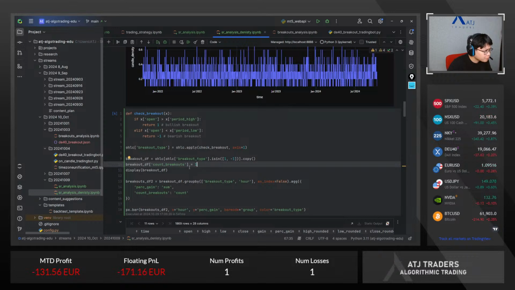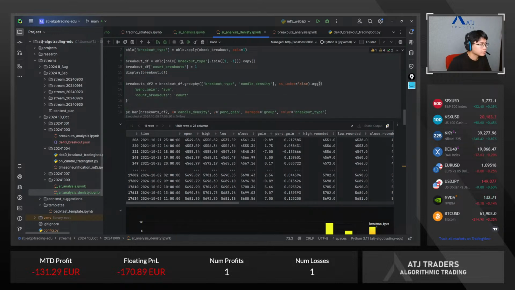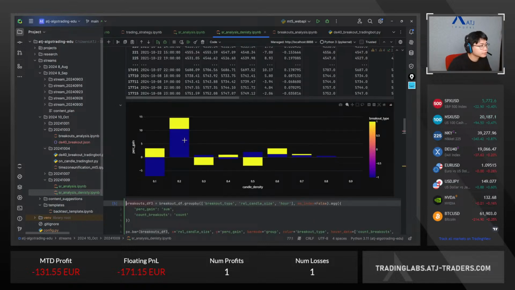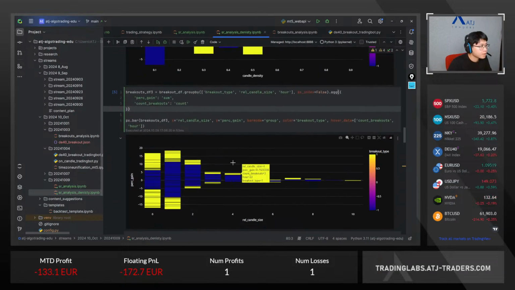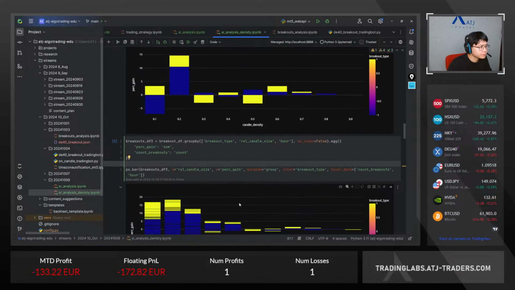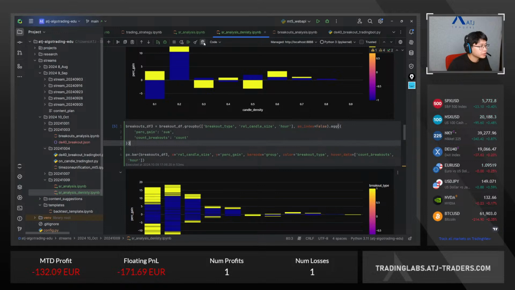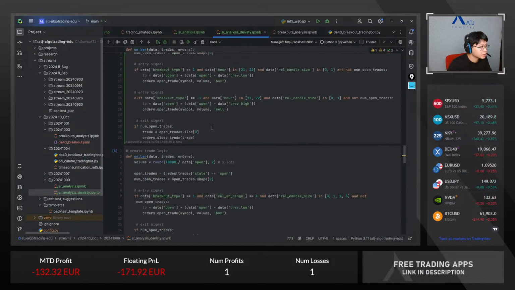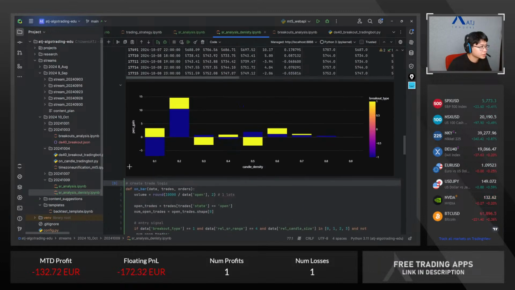So candle density, here's the breakout DF2. Here we group by the breakout type and candle density. And here we do it like that. Oh, and I forgot to close this here. Okay. So that is very interesting. Let me delete this because now we're just working with the densities of the candles, and then we can just keep this backtester here in case you want to run some backtests.